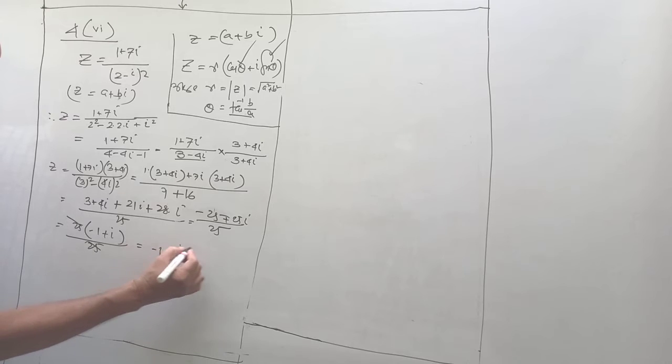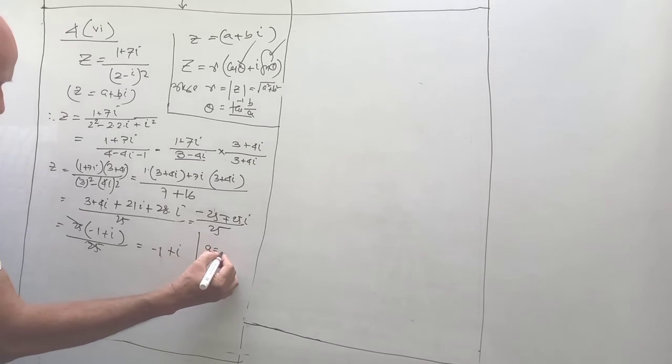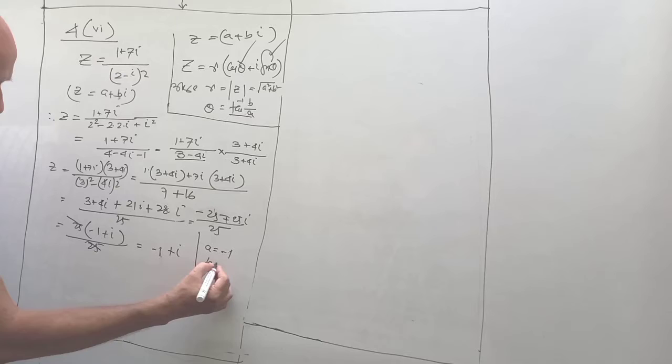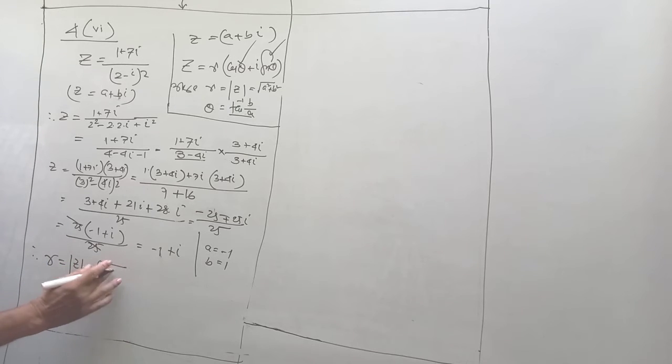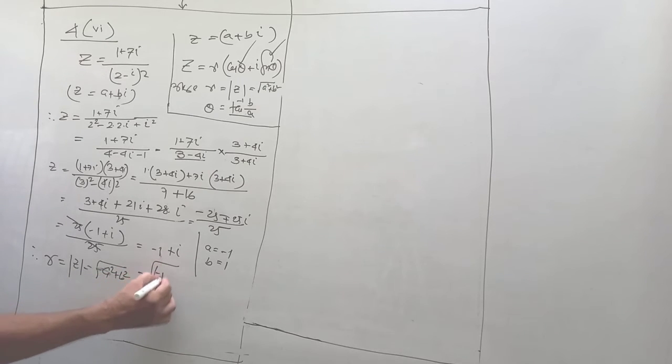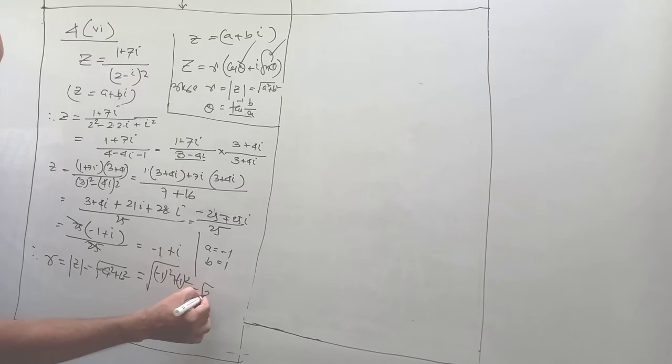We get −1 + i. Here a equal to −1, b equal to 1. Therefore r equal to mod z equal to root over a square plus b square, equal to root over (−1)² + (1)², equal to root 2.